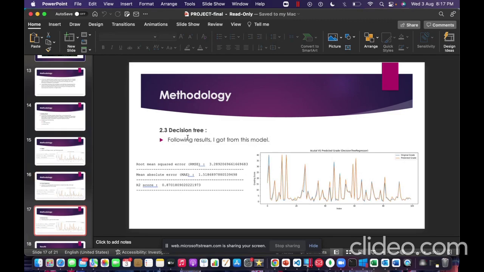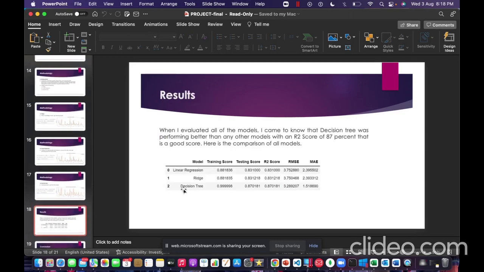So coming to decision tree, I got this output. Root mean square error 3.28, mean absolute error 1.51, R2 score 0.87. So now we are going to compare all these three models. When I evaluated all the models, I came to know that the decision tree was performing better than any other model, with an R2 score of 87%, which is a good score.